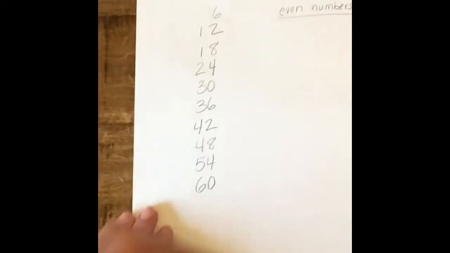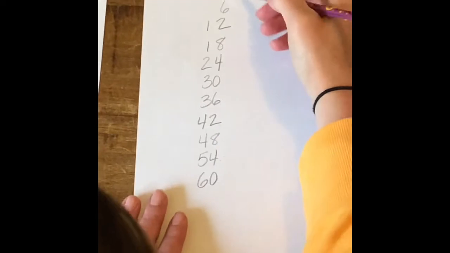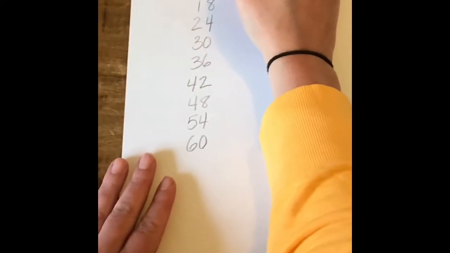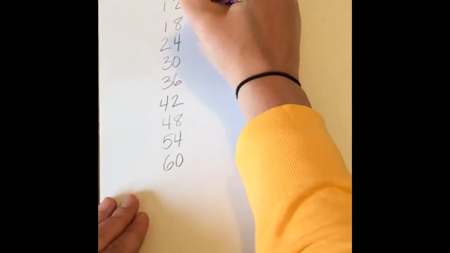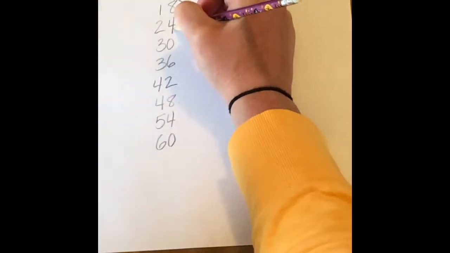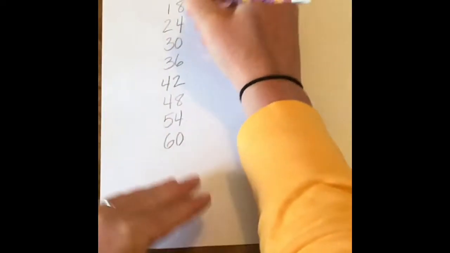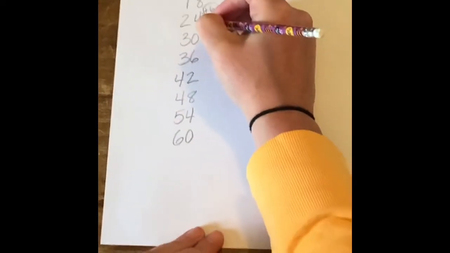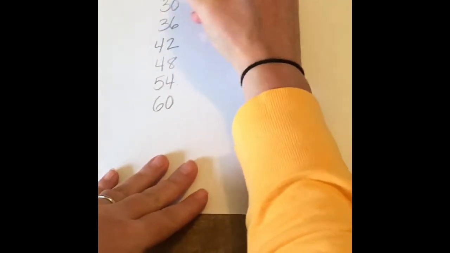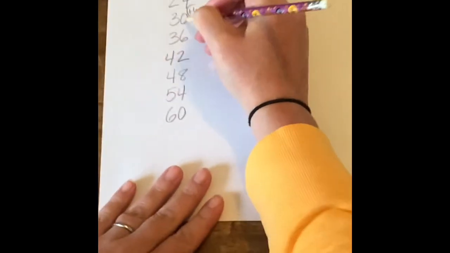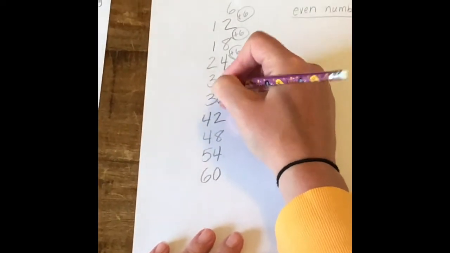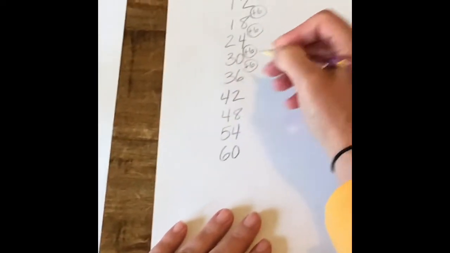I thought that was kind of cool. And then I was like, you know what? I wonder, they're not counting by twos. To go from 6 to 12, I'm not adding 2 more, I'm adding 6 more. And then to go from 12 to 18, I'm adding 6 more. 18 to 24, 19, 20, 21, 22, 23, 24, oh, plus 6. 24 to 30, 25, 26, 27, 28, 29, 30, oh, plus 6. Now I'm starting to see a pattern too. To go from 30 to 36, I don't even have to count that one, because I see that the tens place stays the same and the ones place goes up by 6.